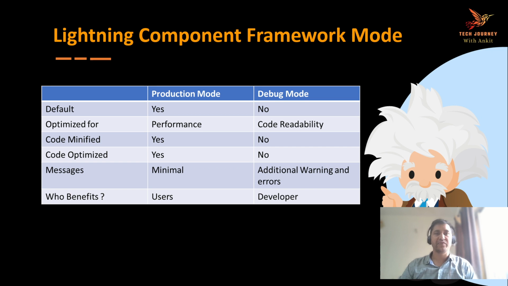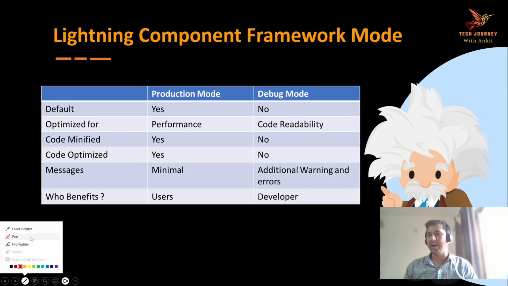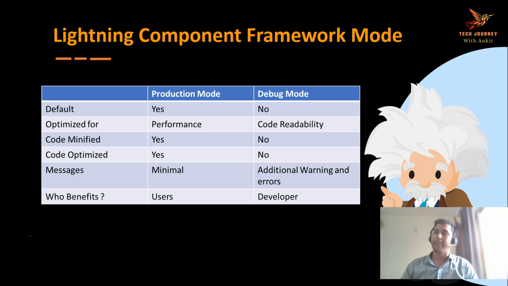So let's get started with the first discussion for today, that is the framework mode. Our Lightning Web Components work in two different modes. One is the production mode and the second is the debug mode. So when to go for the production mode and when to go for the debug mode? The production mode is designed for what kind of users, and the debug mode is designed for what kind of users? Let's try to decode this now.